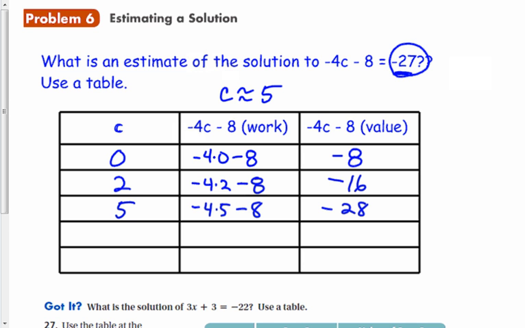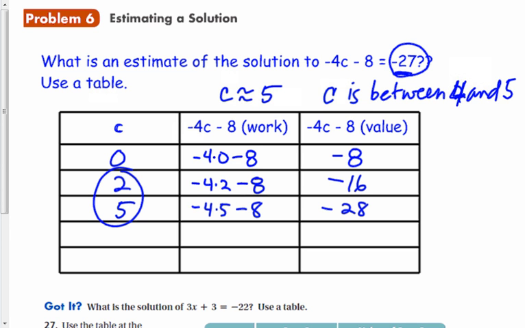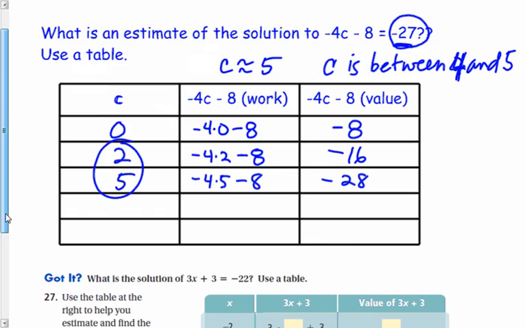If you want to give a range of values, we could say c is between 2 and 5. Well, actually 4 and 5. I know it's going to be a little bit less than 5. All right, you can try that.